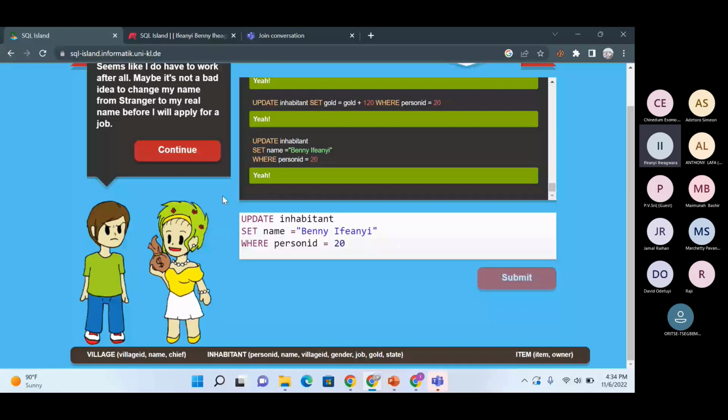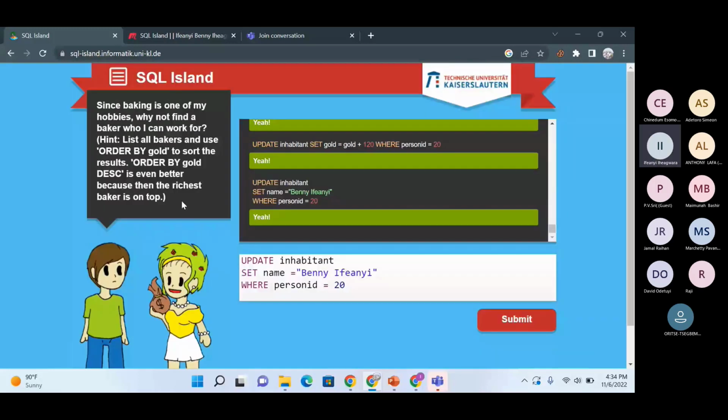So baking is one of his hobbies, and we need to find a list of bakers. However, he's trying to target the best baker in town, so you can work for the other one, maybe just to get more pay. I think that's a little bit smart. So we need to get a list of all the bakers, and find out who is the most paid baker in town.